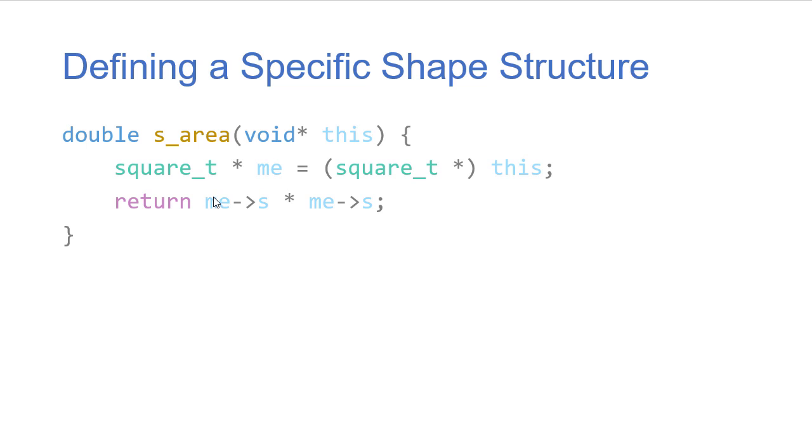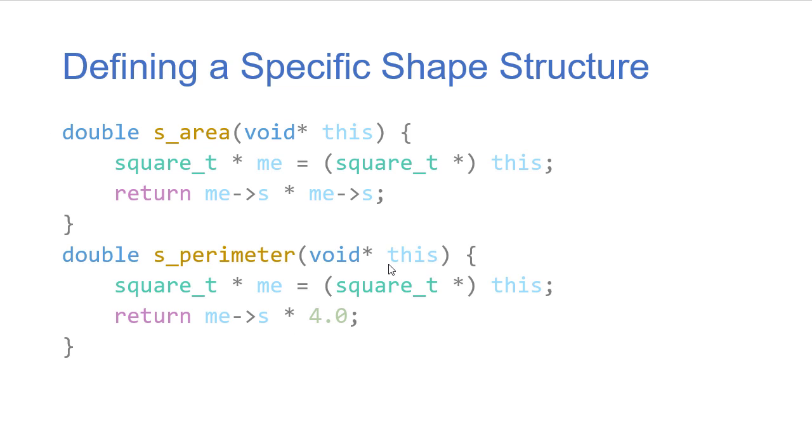So the area of a square is me s times me s. Now you may wonder, why not make this a square t pointer? And the reason is because when we call this, we don't know what type it is. We just know that we're going to pass a pointer to whatever shape we have to this function. And then, since this is the square function, it'll calculate based on it being a square. And we'll see how that works in a moment. So if it doesn't make sense yet, don't worry too much.